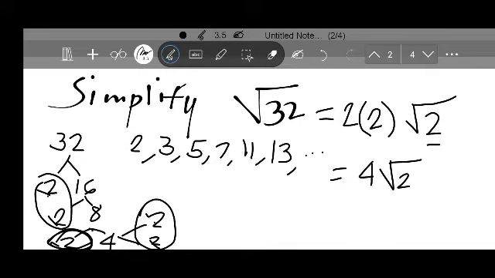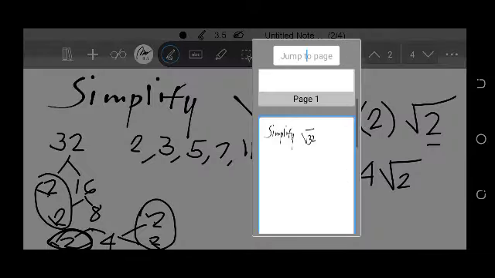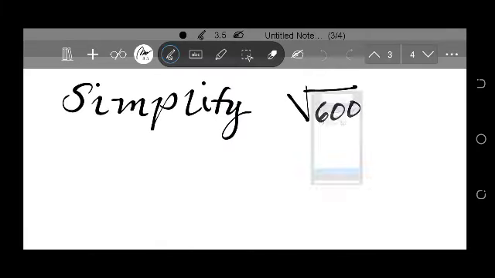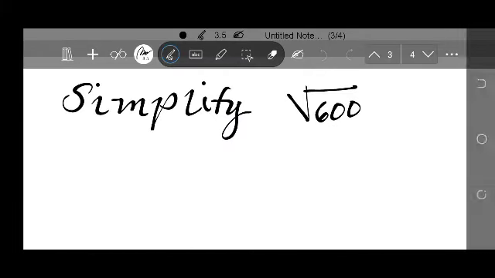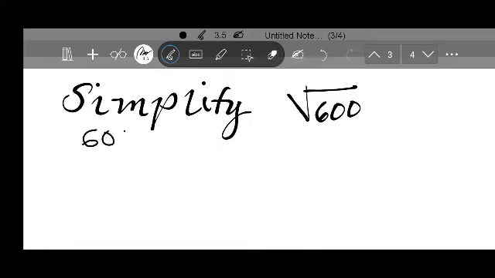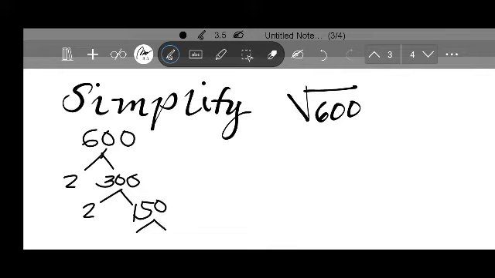Next, third example. Let's have the square root of 600. So 600 can be divided by 2. So that becomes 300. 300 can still be divided by 2, so we still use 2. 300 divided by 2 is 150. 150 divided by 2 is 75.